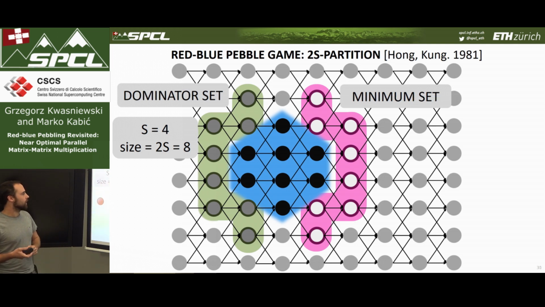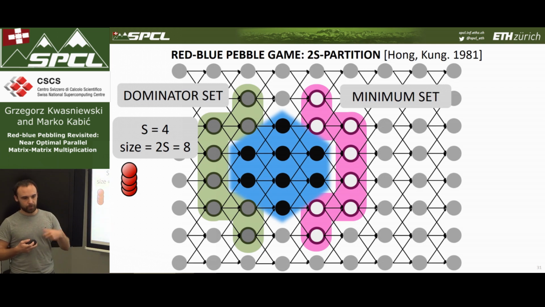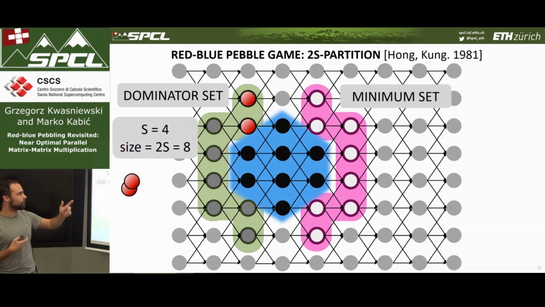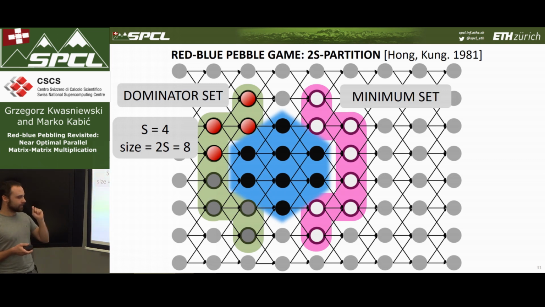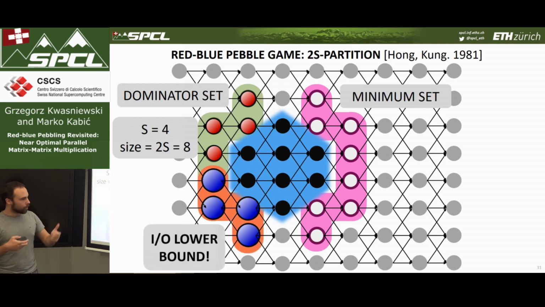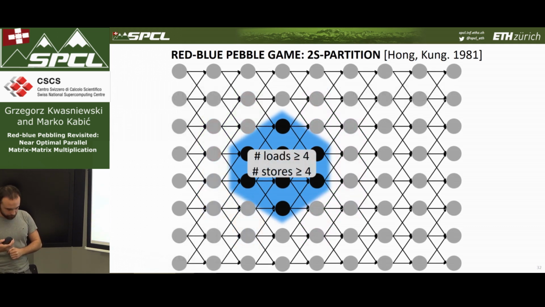Then, having these 4 red pebbles, at most 4 of them can be reused from the previous computation, so they can already be placed beforehand in a dominator set. It means that the remaining 4 have to have blue pebbles. So at some point we'll be putting a red pebble on a blue one, so these vertices correspond to our load lower bounds. We'll have to do at least 4 loads, and the same argument goes for stores.